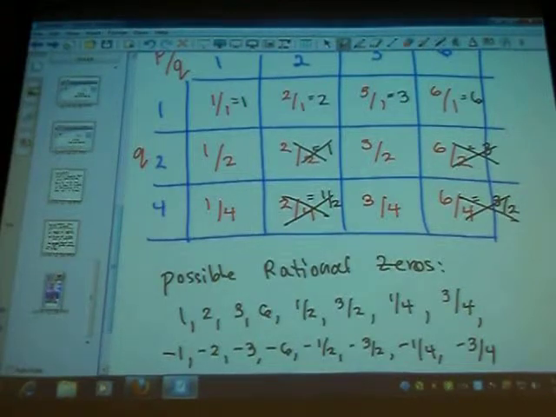Now, how would we go through and check these? There's really two ways you could check them. You could plug them all into the function. If they give you 0, then they're zeros. Or you could divide by all of them. If they give you a remainder of 0, they're zeros. So let's talk about dividing.